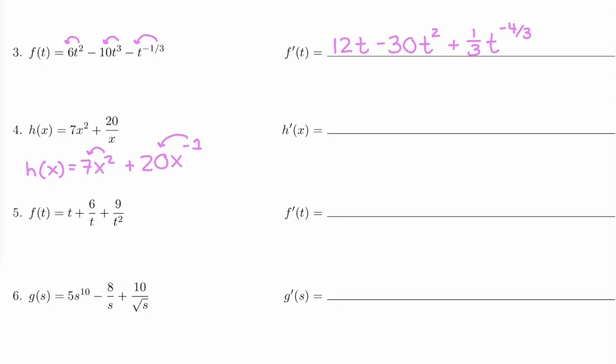Now we're ready to take the derivative of both these terms. 7 times 2 is going to give us 14x. 20 times negative 1 is going to make it negative 20. X to the negative 1 minus 1 brings us down to negative 2.